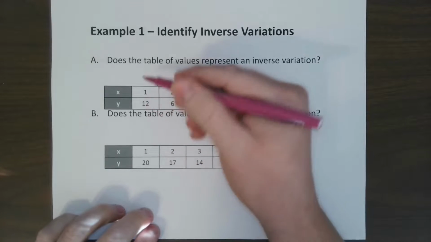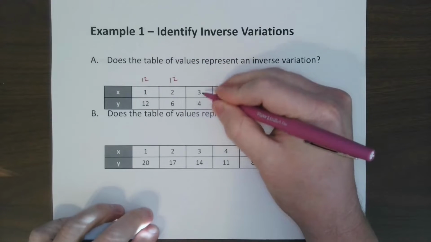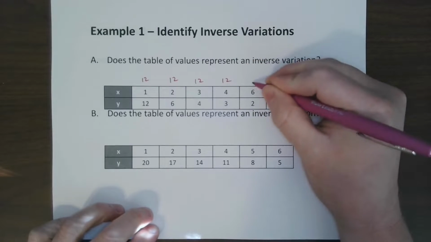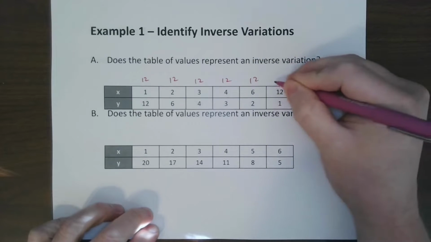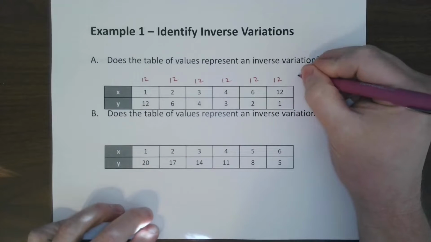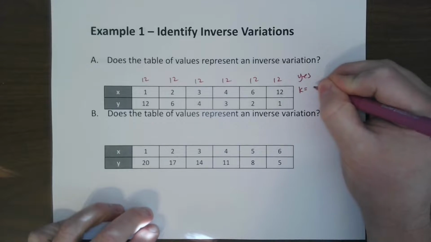So 12 times 1 is 12. 6 times 2 is 12. 4 times 3, 12. 3 times 4, 12. 2 times 6, 12. 1 times 12, 12. Since those are all 12, this is an inverse variation. Moreover, with a constant k of 12.